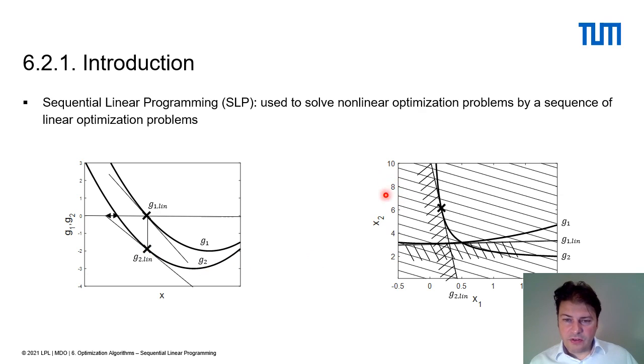In 2 dimensions, this is shown here, so imagine you're at this point. Then the linear approximation of this constraint function g2 would look like this. The approximation of your constraint function g1 may look like this, for example. And then solving this optimization problem would have you end up at this point rather than this point, for example. And since this is not an accurate solution, you would have to iterate.